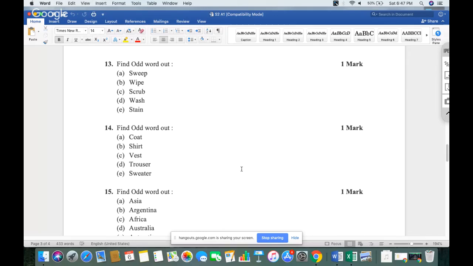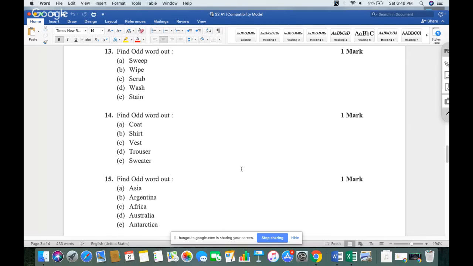So question number 13, the answer is E, stain. Why stain? Because sweep, wipe, scrub, wash, all these four methods are used for cleaning something. So sweeping, wiping, scrubbing, washing are methods of cleaning. Stain is not a method of cleaning. Stain means something which has to be cleaned. So option over here is stain. Now let's go to question 14. What's the answer?